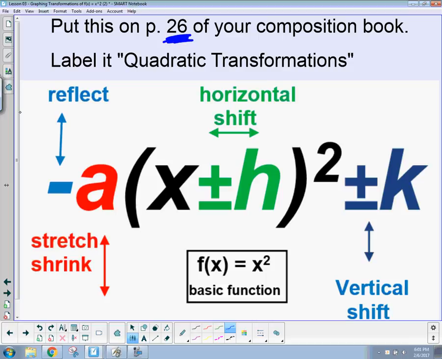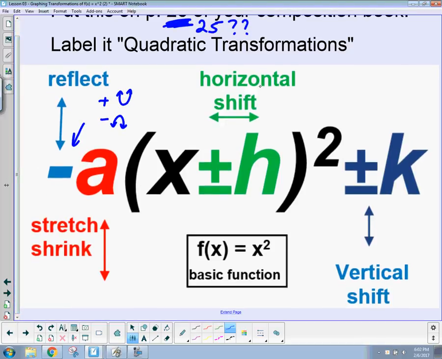Okay, I'm not sure. Anyway, quadratic transformations reflect if there's a negative. Okay, so positive opens up, negative opens down. Go ahead and add these things for the sake of future reference. Horizontal shift. If it's plus, you go left. If it's negative, it's right. Positive for vertical shift is up, negative is down.